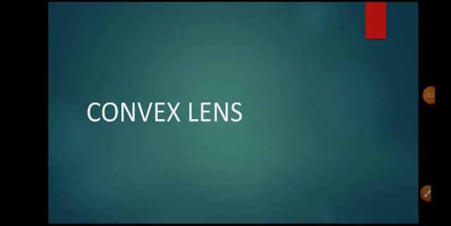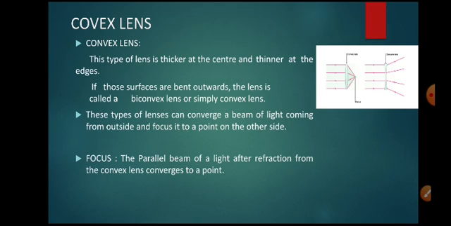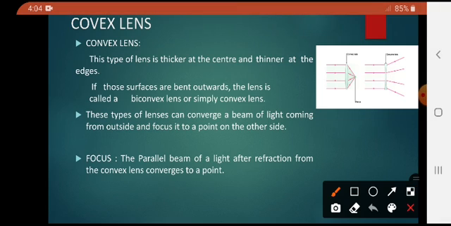Today we will discuss a lab experiment from the second semester syllabus. That is a convex lens. So, here, what is the convex lens? This type of lens, convex lens, is thicker at the center and thinner at the edges. This type of lens is called a convex lens.